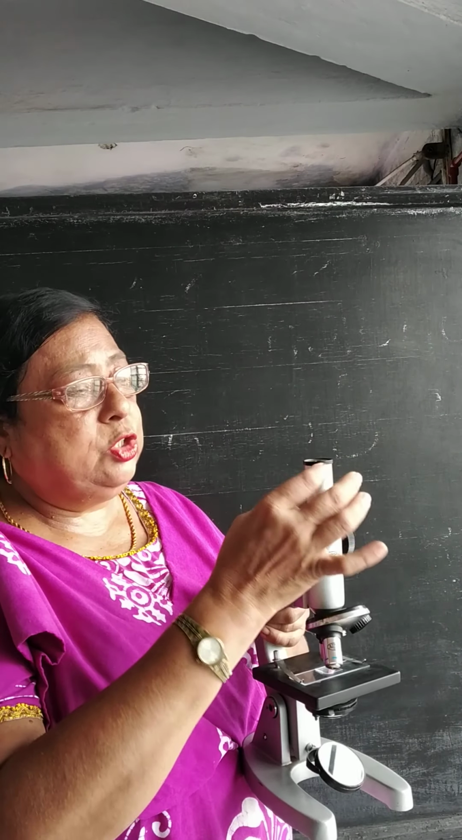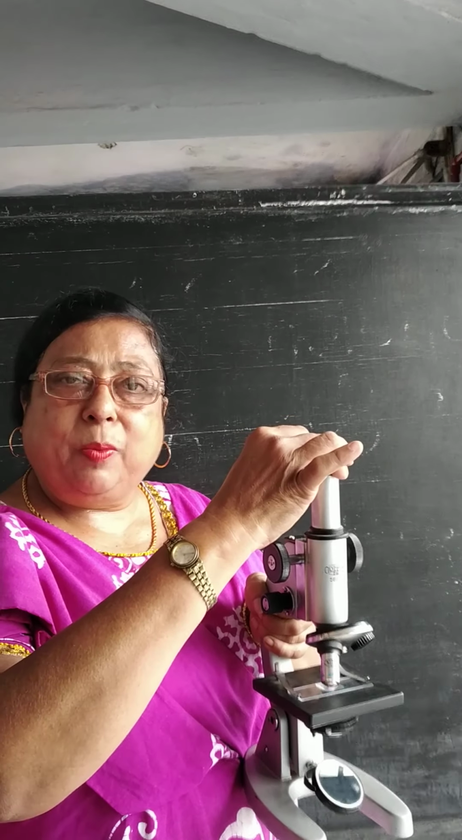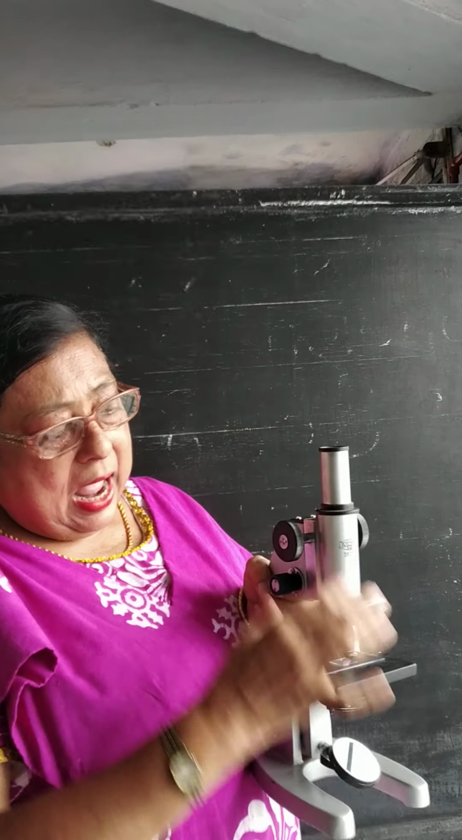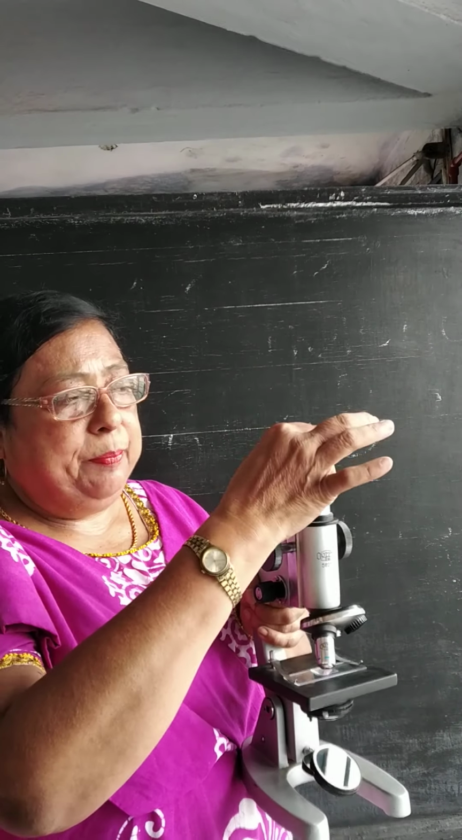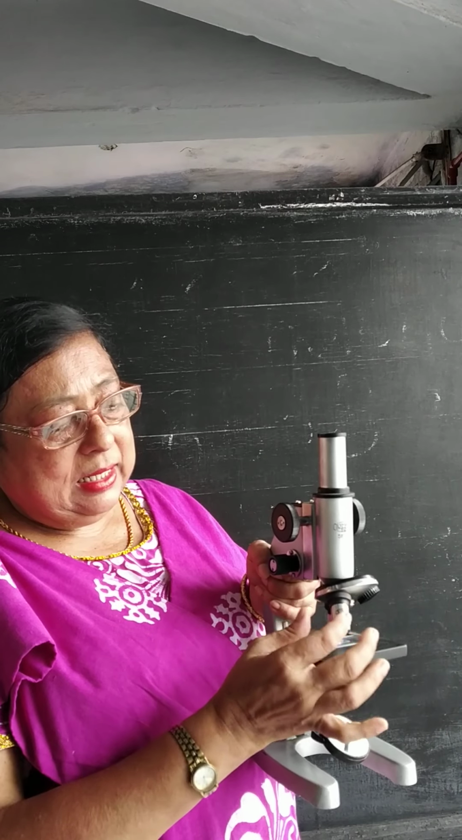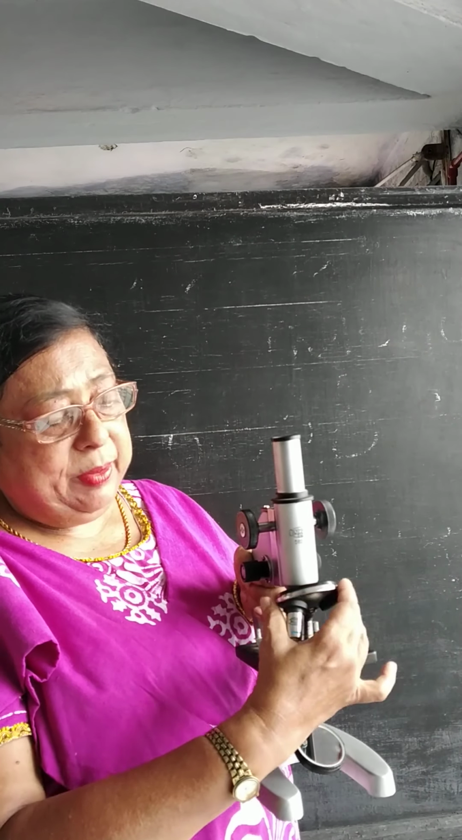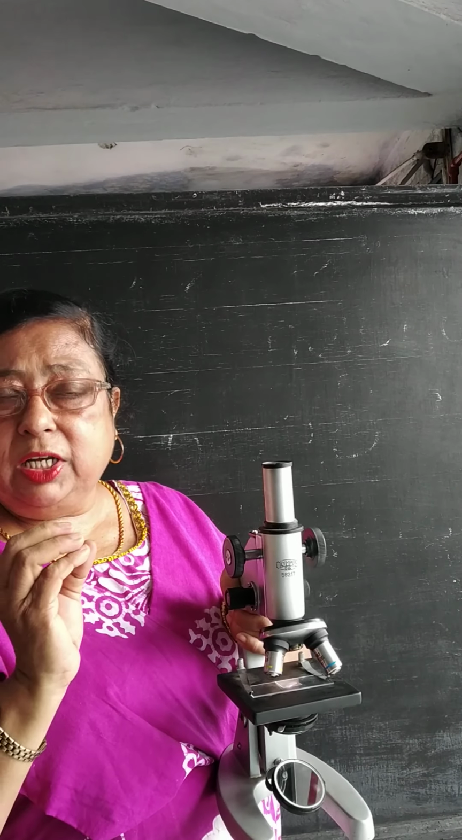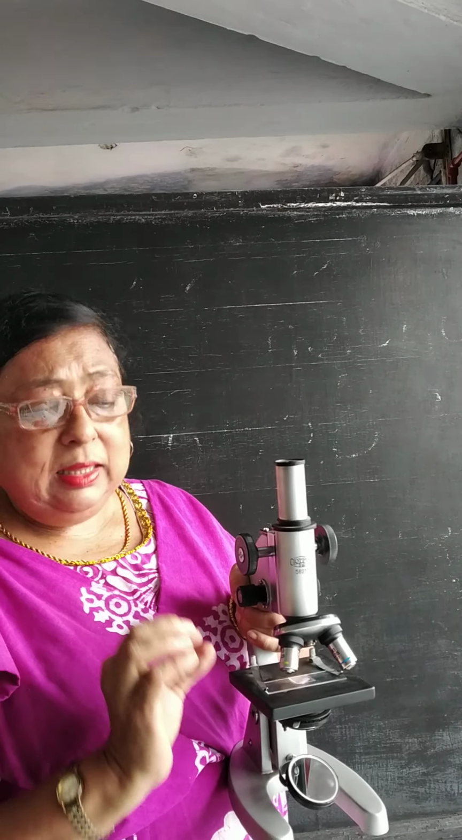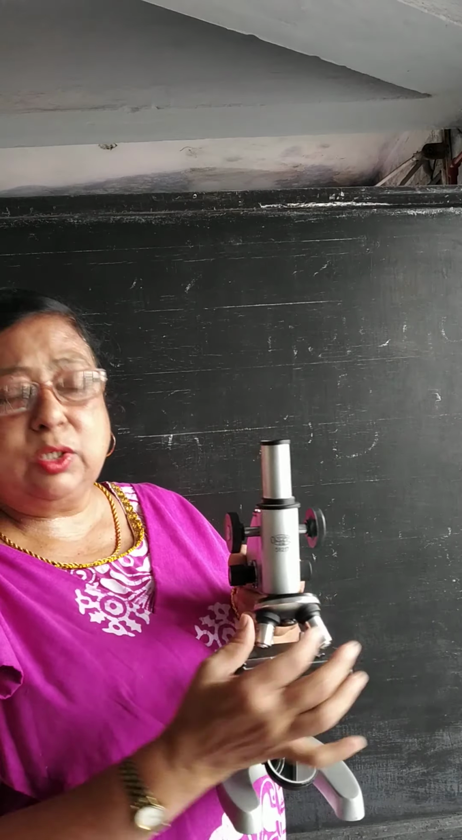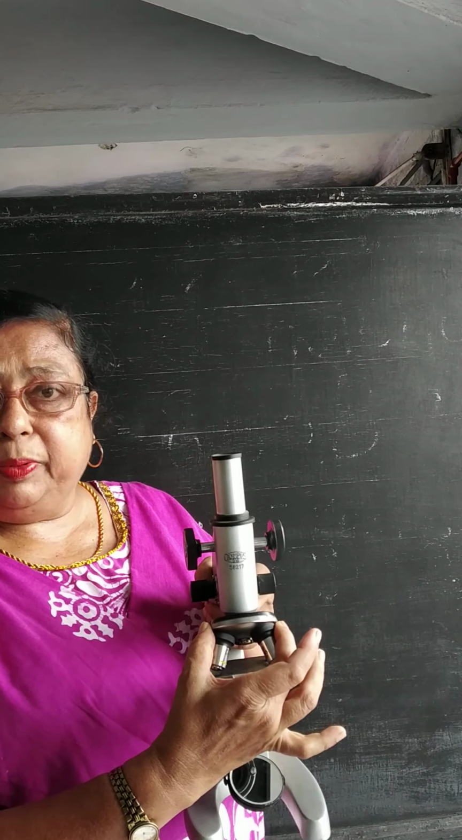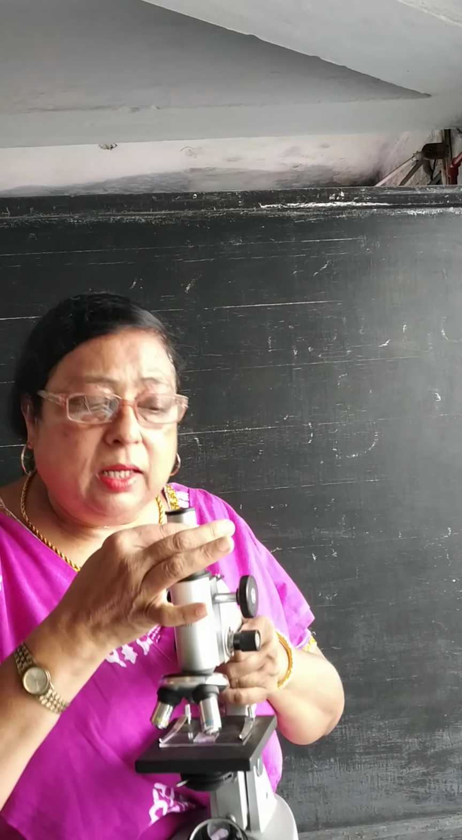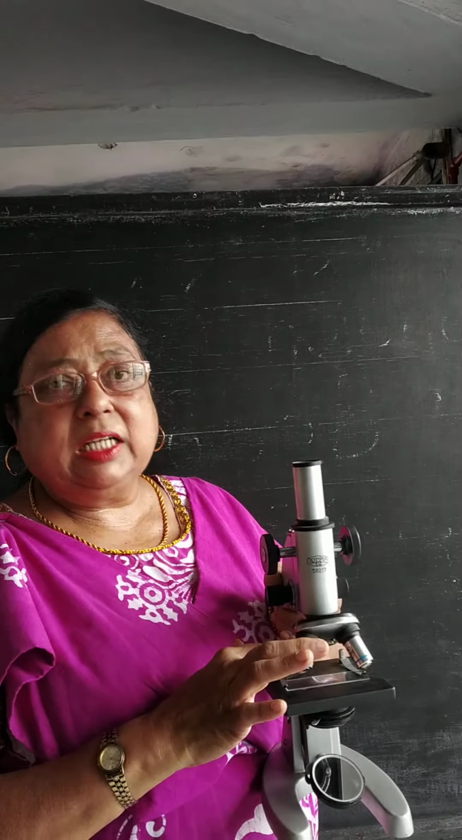And here you also have a body tube. This is the body tube, and here is the eyepiece right on top. This is the nose piece. The nose piece can be rotated according to the magnification you want in the lenses. There are 3 types of lenses which can be adjusted over the nose piece. And from here you look into the object.